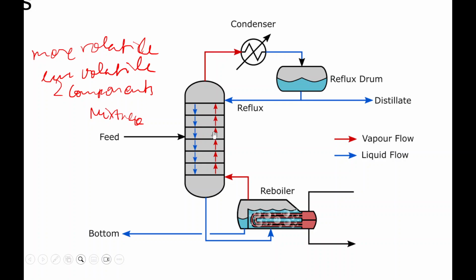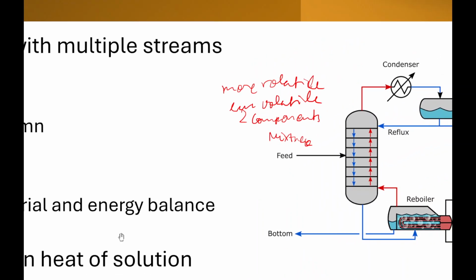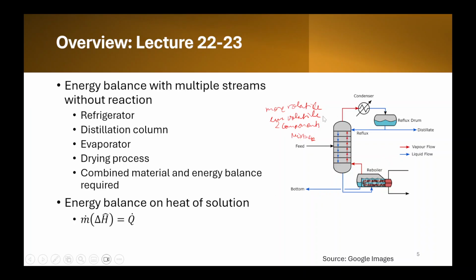And again in this reboiler, the liquid is being heated into the vapor form and given back to the distillation column, and some amount of bottoms are taken out from here. So basically the material balance will be feed is equal to distillate plus bottoms, and the energy balance will be across the condenser and the reboiler, and the energy balance on heat of solution, the relation is given here. So again m dot delta h cap is equal to q dot.